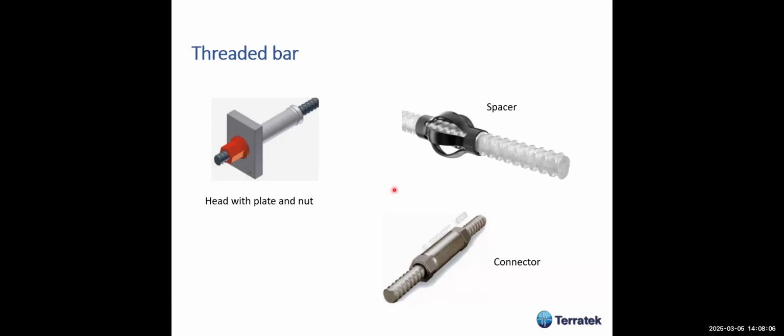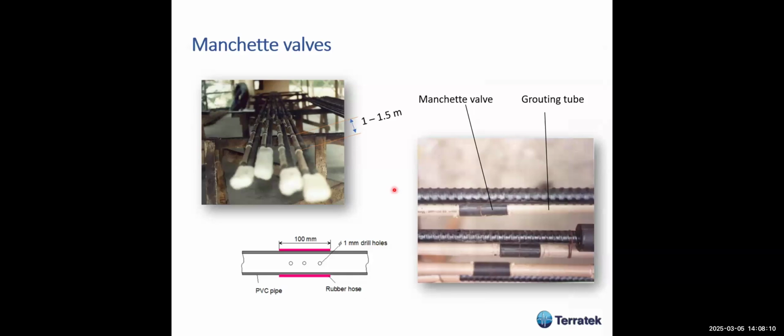I think in the late 60s, early 70s. I don't remember the exact date. The other thing that I'm going to talk about is grouting. And to do grouting, in most cases, post-grouting, we need what they call a manchette valve. This was developed for the first anchors that were used.